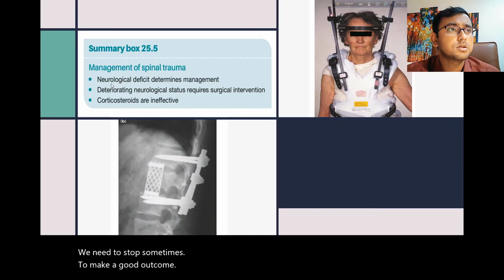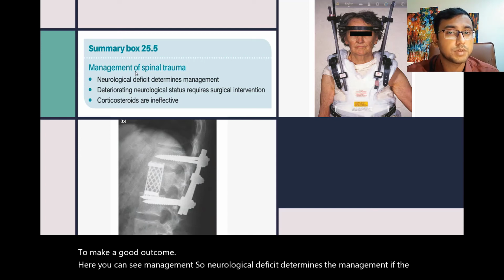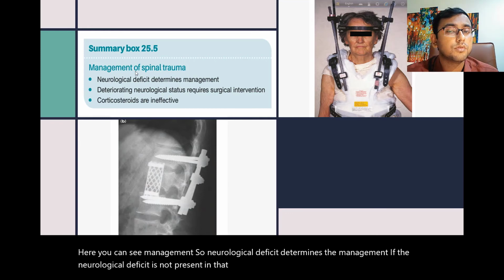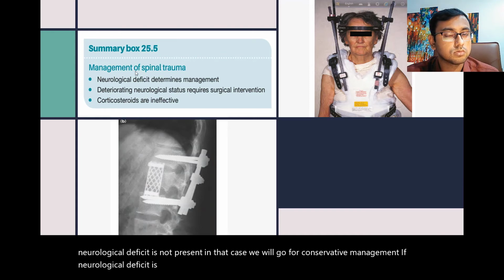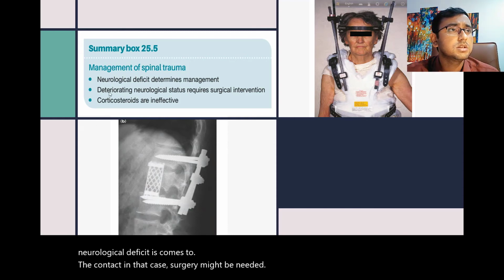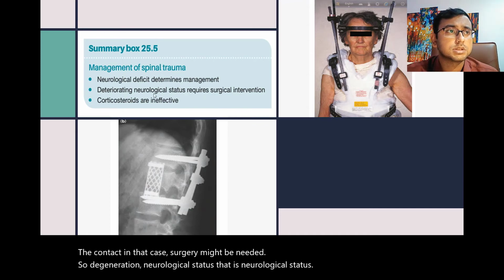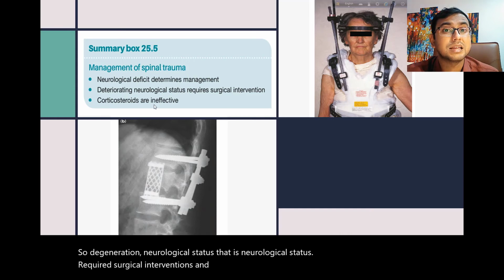Here you can see management. So the neurological deficit determines the management. If the neurological deficit is not present, in that case we will go for conservative management. If a neurological deficit comes into the picture, in that case surgery might be needed. Deterioration of neurological status requires surgical intervention, and corticosteroids are ineffective in that case.